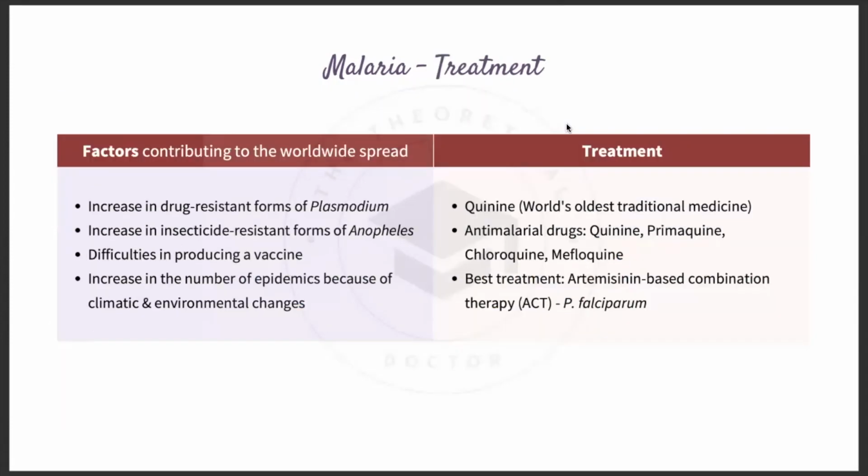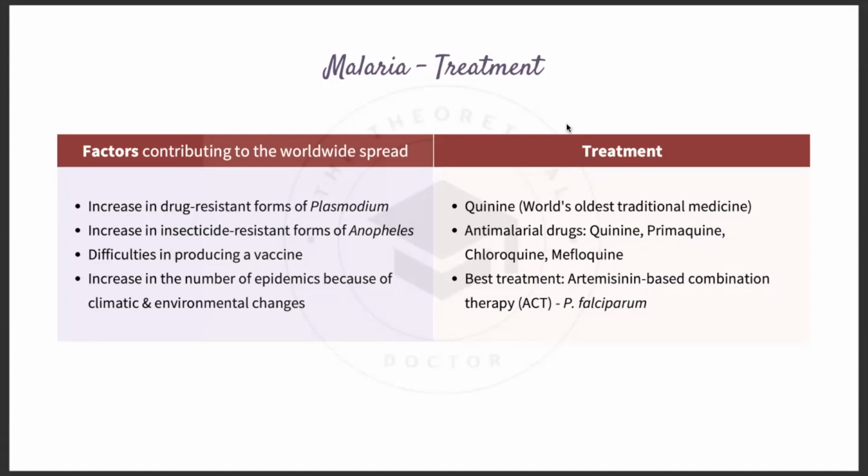So factors contributing to the worldwide spread: it is due to the increase in drug-resistant forms of Plasmodium, increase in insecticide-resistant forms of Anopheles, difficulties in producing a vaccine, and increase in the number of epidemics because of climatic and environmental changes. Now, treatment. Quinine. It's the world's oldest traditional medicine. Or if you like tonic water, it has quinine.